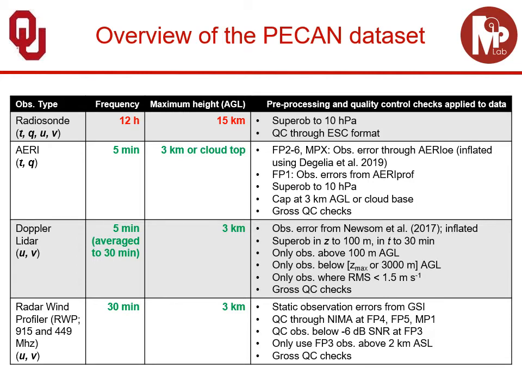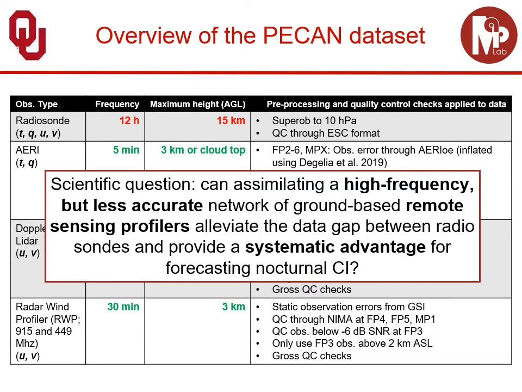And that gets us into our main scientific question, which is, can assimilating a high-frequency but less accurate network of ground-based remote sensing profilers alleviate the data gap between radiosondes and provide a systematic advantage for forecasting nocturnal CI?